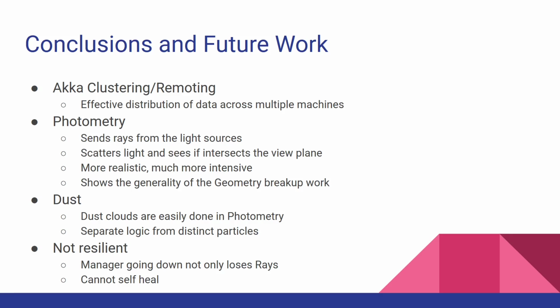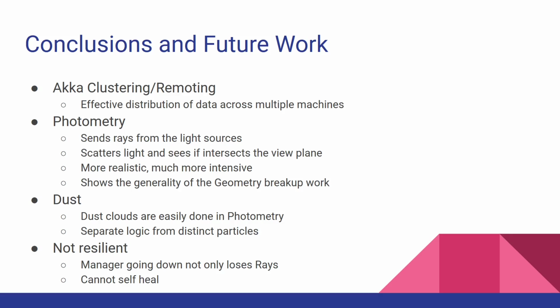Another potential direction for future work is including photometry and dust into our current approach. And so photometry sends rays from the light sources themselves, which is much more realistic, although it does use more resources in order to do that. It scatters the light and sees if the light intersects with the view plane. And so it can show the generality of our geometry work in that the geometry can be broken up and viewed with photometry as well as ray tracing.